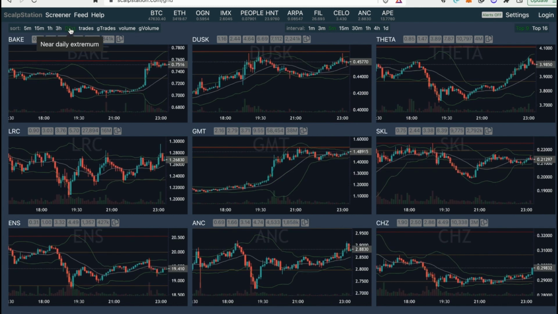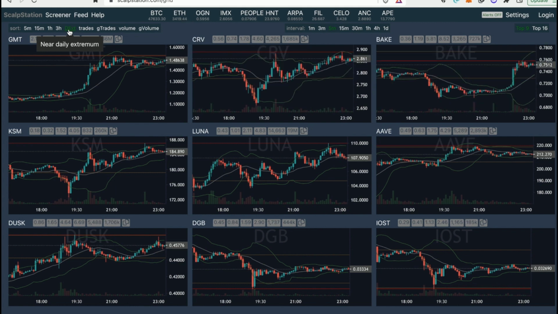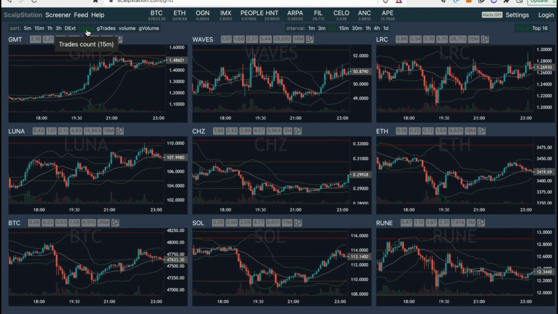The first one is DEXT. It is a relative proximity to the daily maximum or minimum. You can try to catch the moment of approach on the breakdown or false breakdown of a fairly strong level. Another is Trade's number of trades in futures contracts in last 15 minutes. Allows you to estimate where everyone is trading right now.